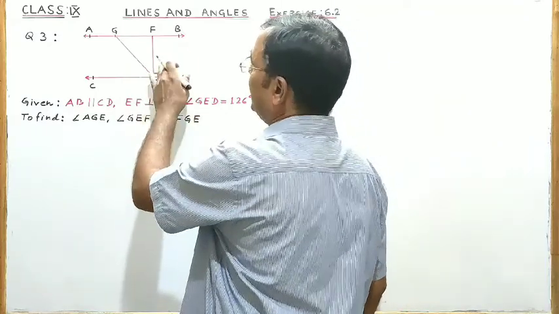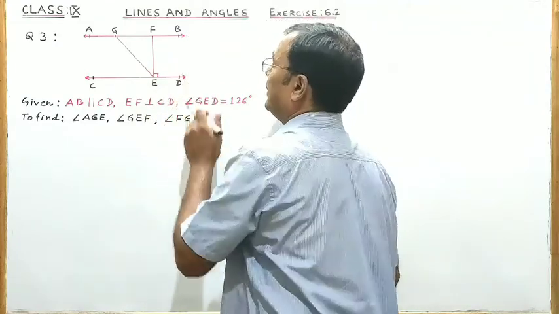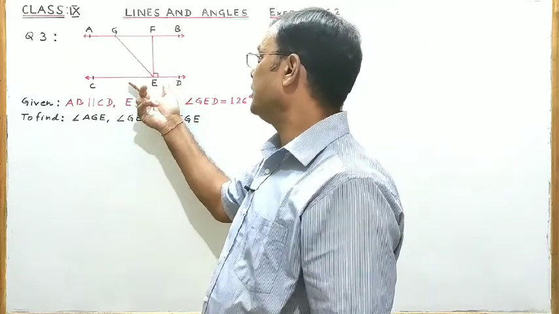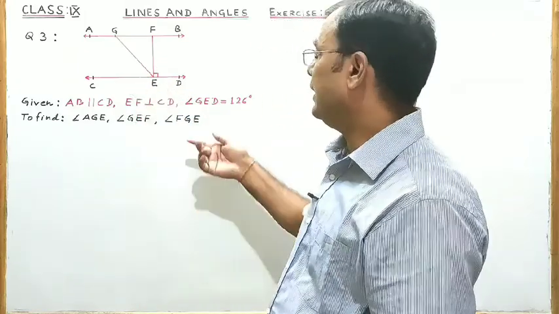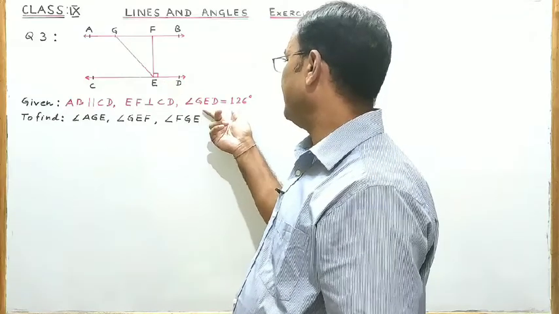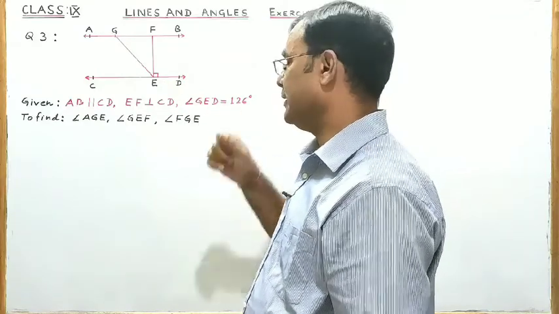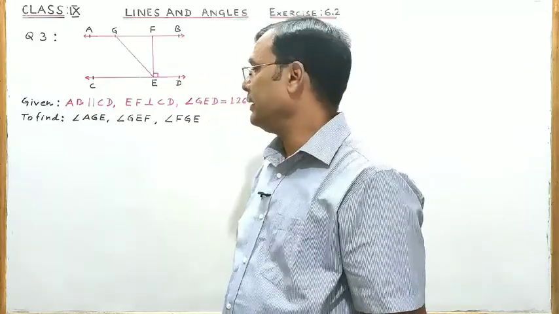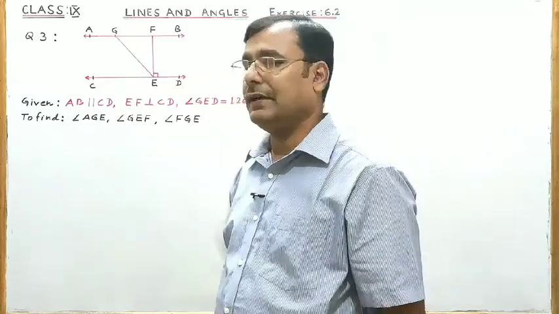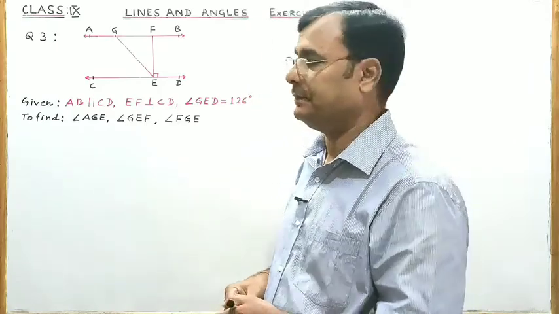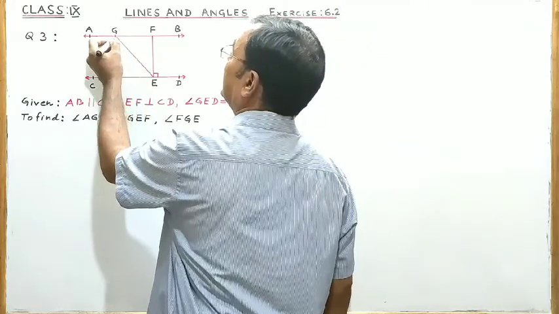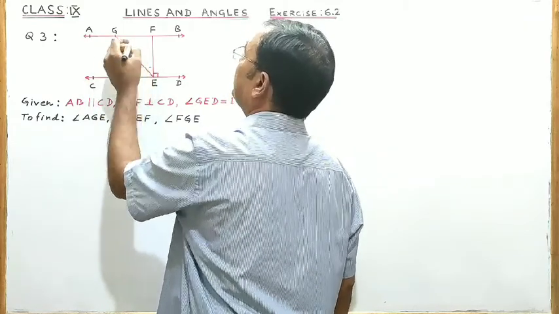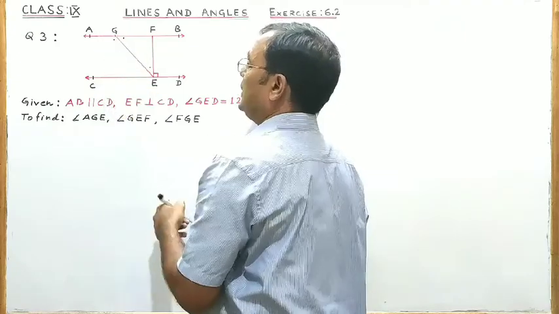Here in this given figure, AB is parallel to CD and EF is perpendicular to CD. Angle GED is given equal to 126 degrees and we have to find angle AGE, angle GEF and angle FGE. This angle AGE, this angle GEF and this angle FGE.